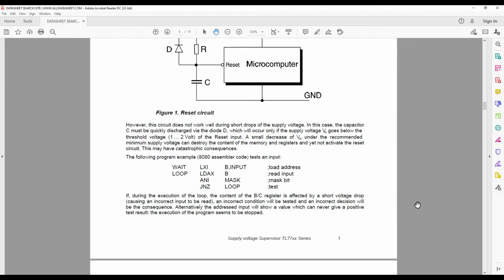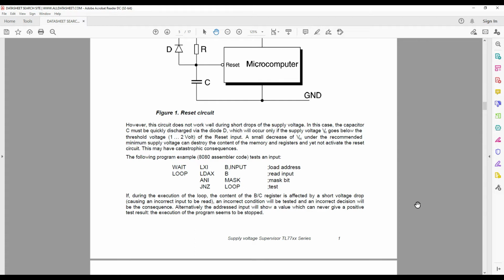However, this circuit does not work well during short drops of the supply voltage. In this case, the capacitor must be quickly discharged via the diode, which will occur only if the supply voltage goes below the threshold voltage of the reset input. A small decrease of VCC under the recommended minimum supply voltage can destroy the content of memory and registers and yet not activate the reset circuit. This may have catastrophic consequences.